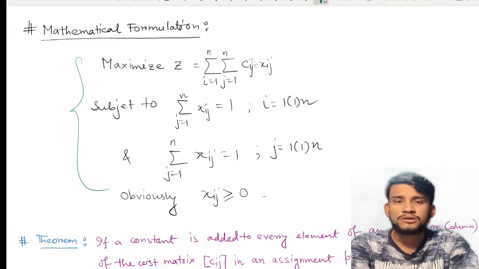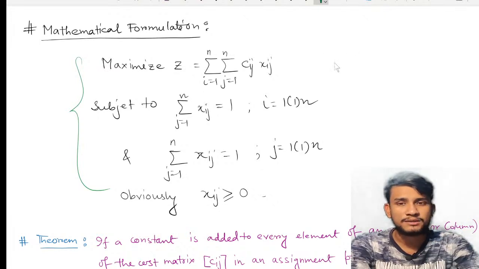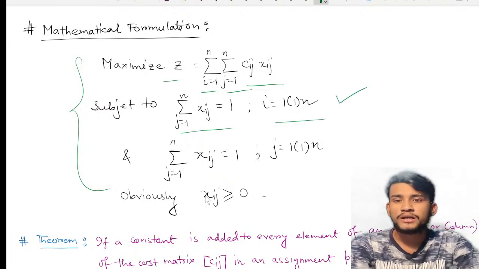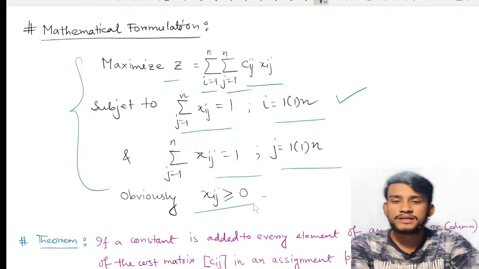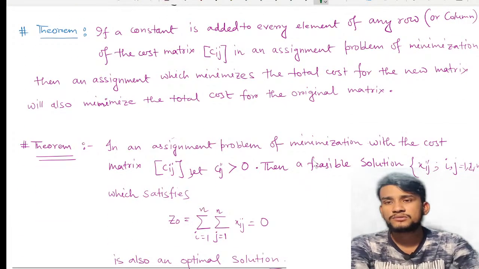Maximize z. In the transportation problem we go for minimization of the objective function, and in the case of the assignment problem we go for maximization. This is the difference between the assignment problem and the transportation problem. So maximize z equals summation over i from 1 to n, summation over j from 1 to n, Cij xij, subject to summation over j from 1 to n of xij equals 1 for i equal to 1 to n, and summation over i from 1 to n of xij equals 1 for j equal to 1 to n. Here obviously xij is greater than or equal to 0. Now there is a theorem, let us come to that theorem first.